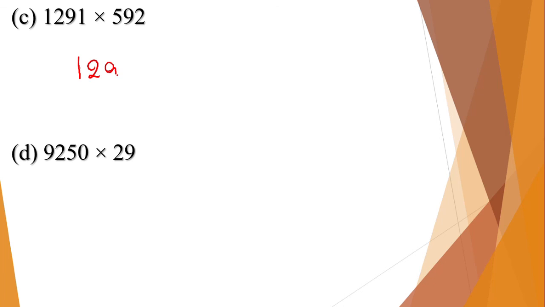Now 1,291 is the first number. So we should circle 2 here because it's in the hundreds place, and we should circle 9 because it's next to 2. And now I should check 9. Now in the first group, we have 1, 2, 3 and 4.